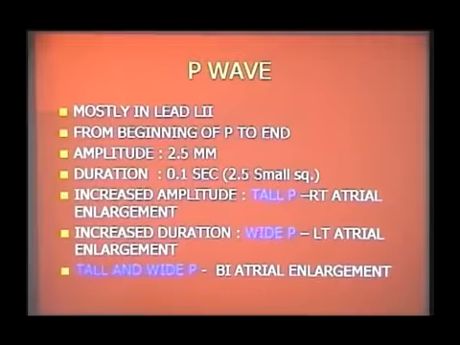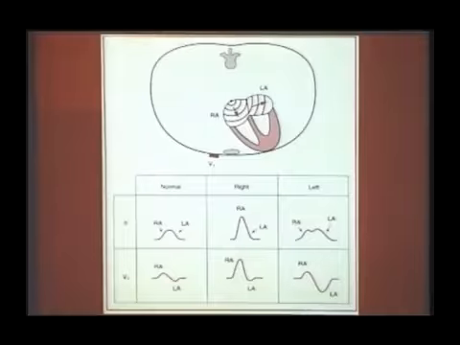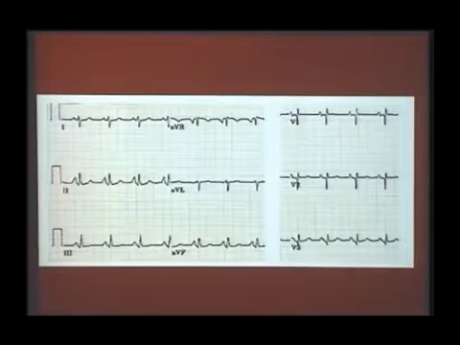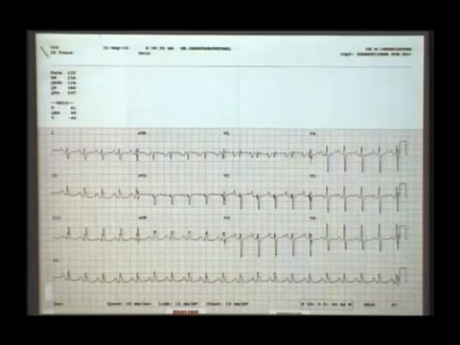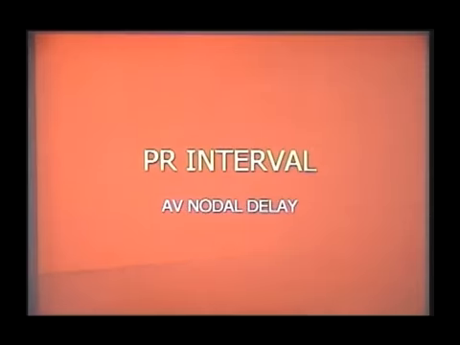So this is where the P wave ends. 2.5 you have to remember. The lead you must see is L2. A tall P wave is right atrial enlargement. A wide P wave is left atrial enlargement. As you can see here, right atrial enlargement produces a tall P wave, and left atrial enlargement produces a wide P wave. In this ECG of a tall P wave, as you can see in L2, the P wave is around 4 millimeters in height, so it's a right atrial enlargement. Here you can see it's a wide P wave, the duration is 4 squares, so this is a left atrial enlargement.